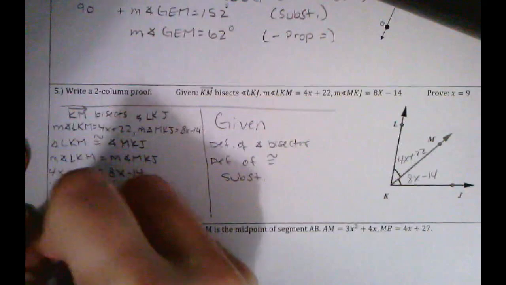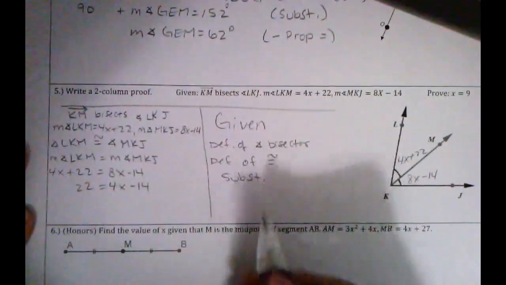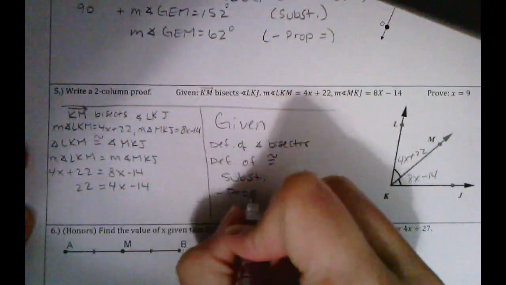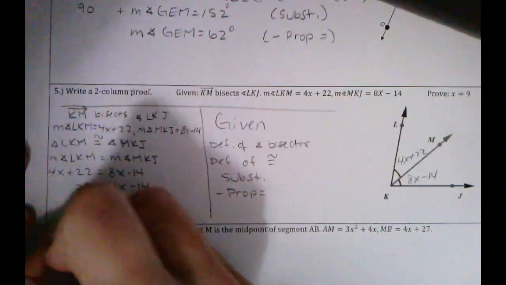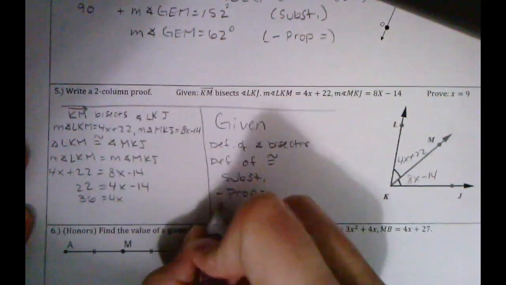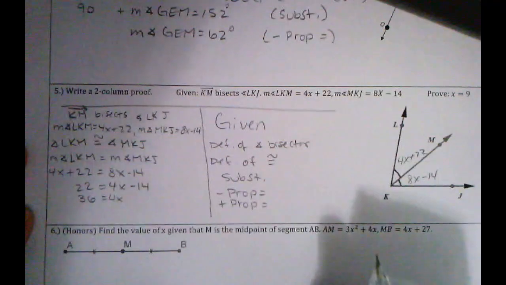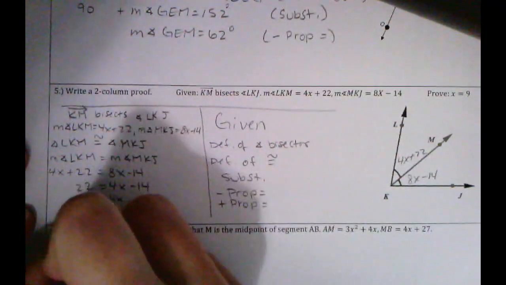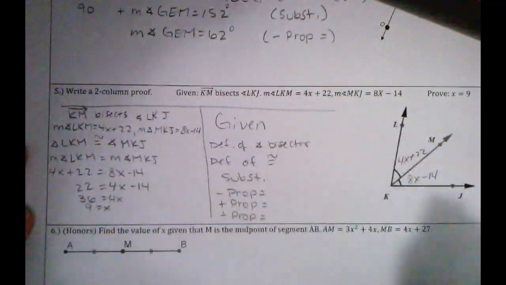And then I will solve the equation. First, I would subtract 4x from both sides. So that's the subtraction property of equality. Then I would add 14. That's the addition property of equality. And then I need to divide by 4. That's the division property of equality.